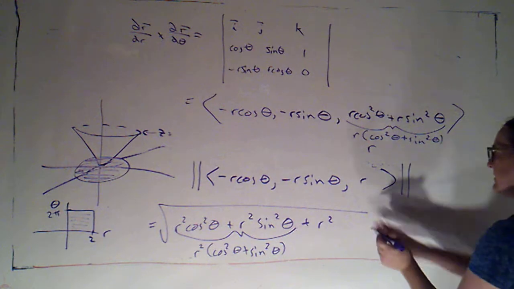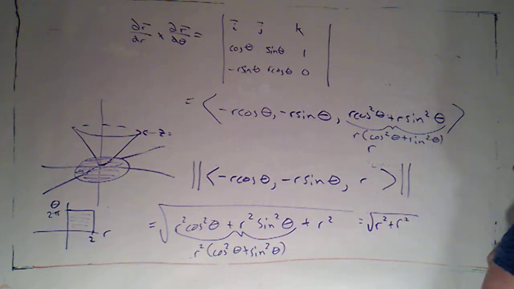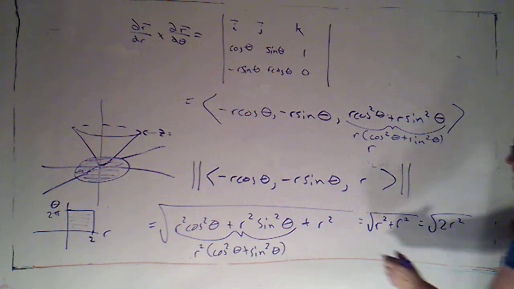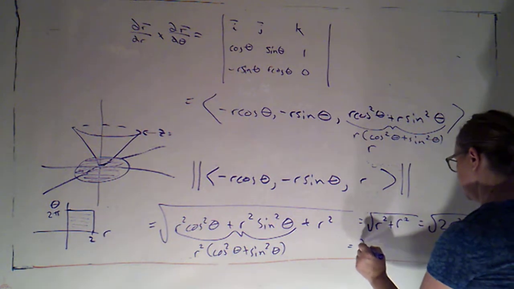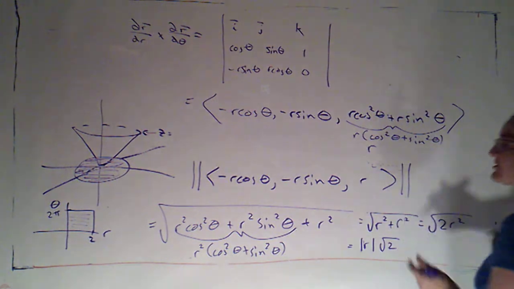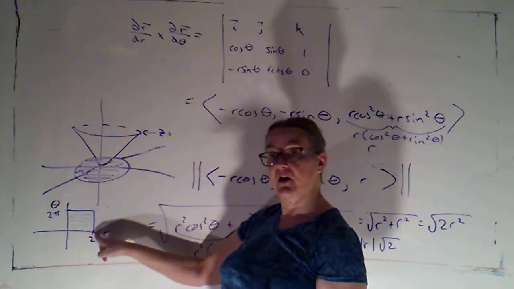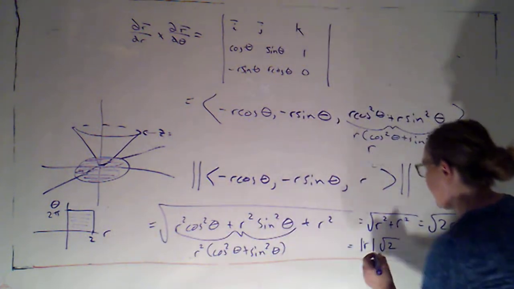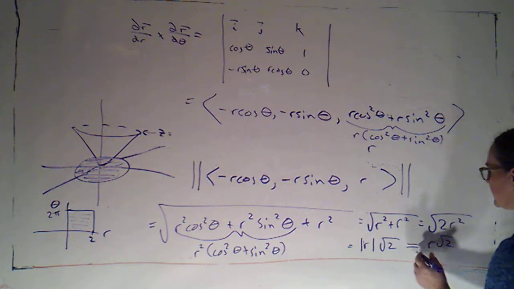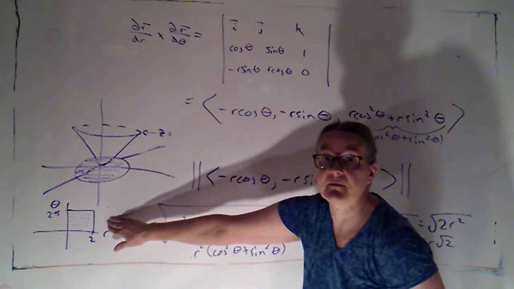That's just 1, so I'm getting the square root of r squared plus r squared, which is the square root of 2r squared, which is going to be the absolute value of r times the square root of 2. And because r is varying from 0 to 2, it's never negative. So I can say this is r times root 2. And that's because of the region over which I'm integrating.